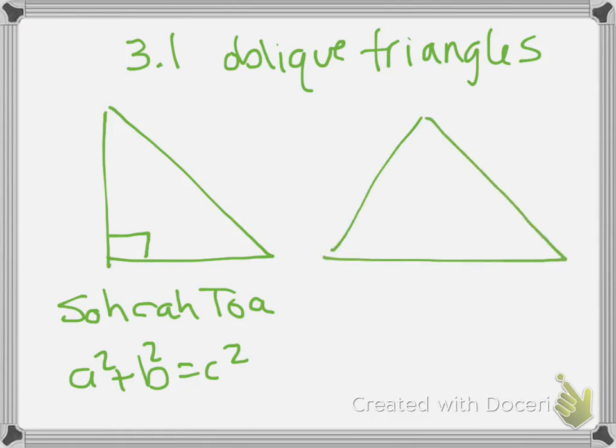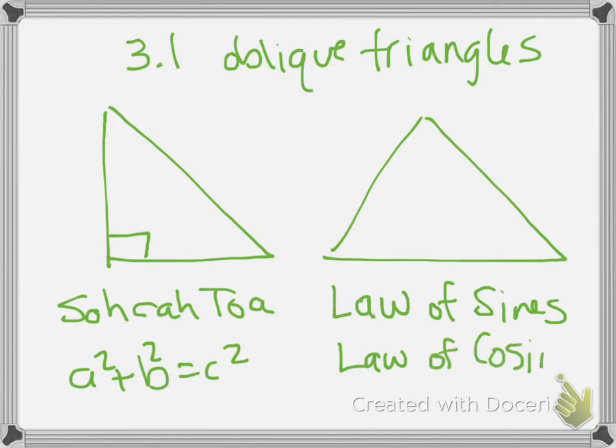If there is not a 90-degree angle, I have two things I can use. I can use law of sines. I just spelled law wrong. Let's try this again. Law of sines or law of cosines. So, in 3.1, we are going to deal with the law of sines.